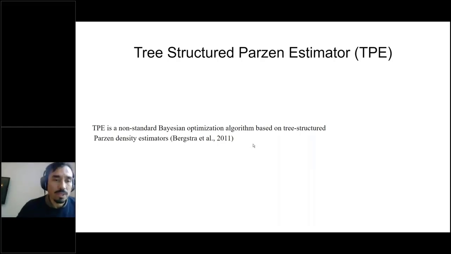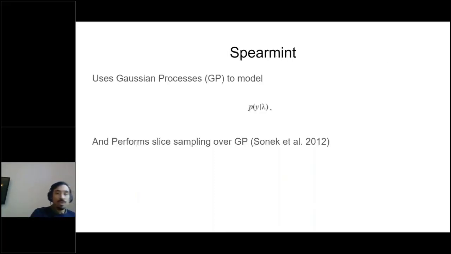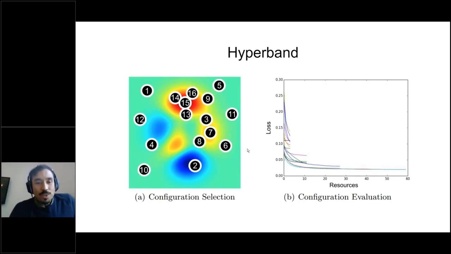The other method that they do comparisons to is called tree-structured Parzen estimator, or TPE for short. It's considered a non-standard Bayesian optimization model, and this was published by Bergstra already in 2011. And the last one that they try out is called the Spearmint method. Here, instead, you use a Gaussian process to model this conditional probability. And this is the name of the author for this method, I suppose. Yeah. So, Hyperband.